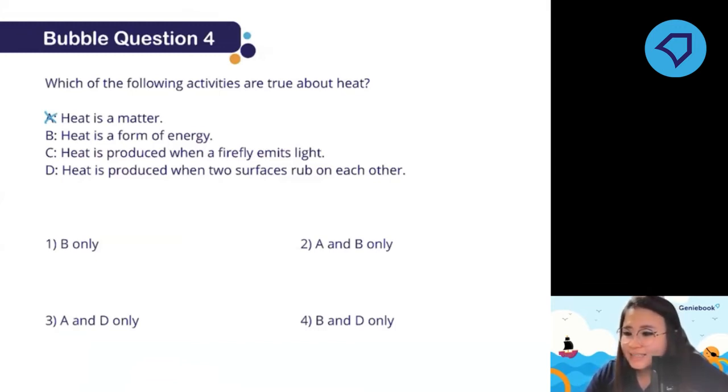And then D, heat is produced when two surfaces rub on each other. Is that true? Yes, it's true, right? Because when two surfaces rub on each other, this is friction. Oh my gosh, what's my handwriting? This is friction, and friction produces heat. Everyone understood this? That's why B and D are correct. You have option number four. Yes, very good.